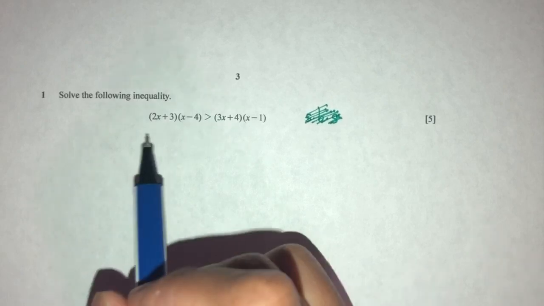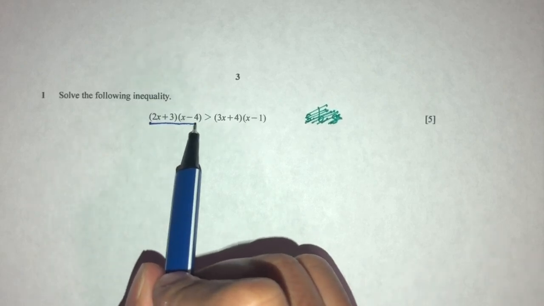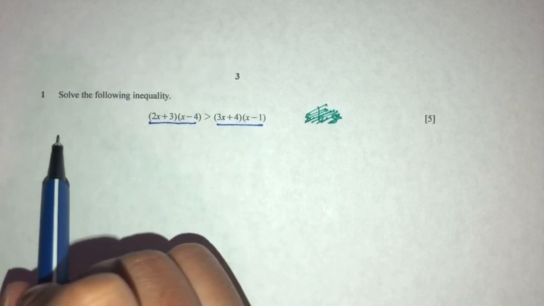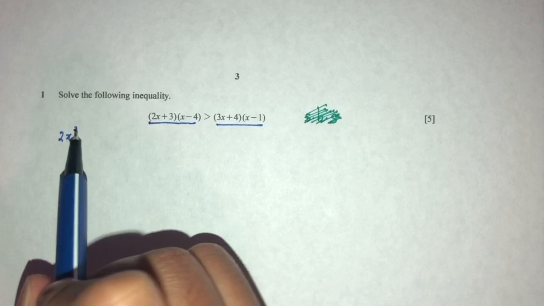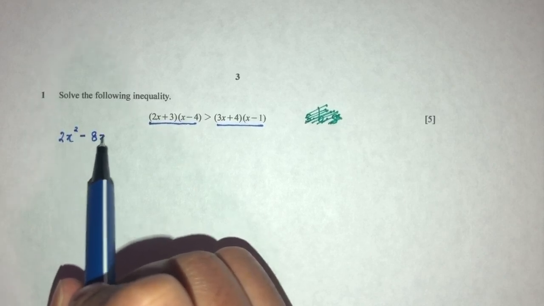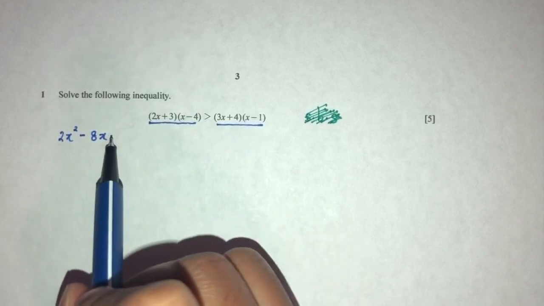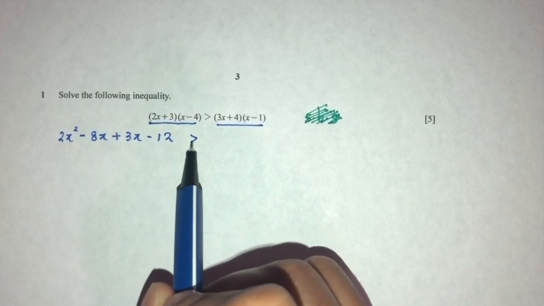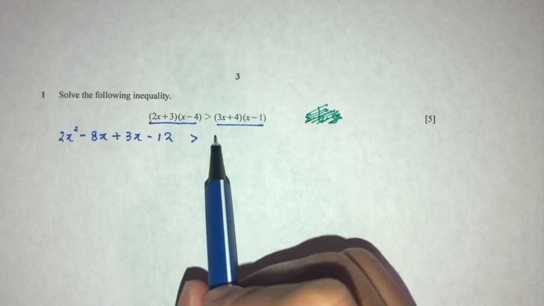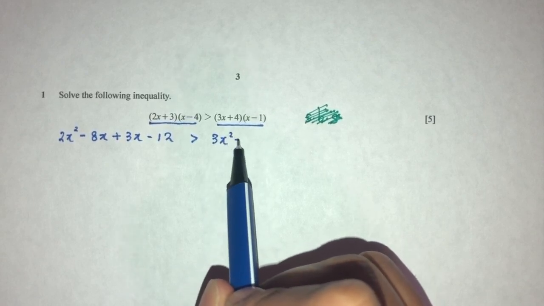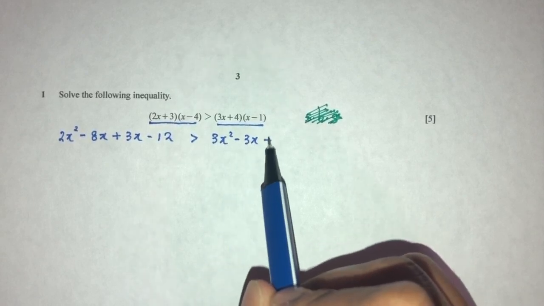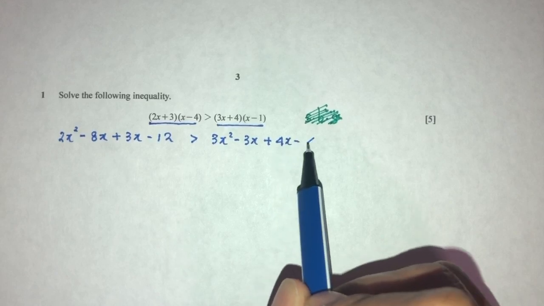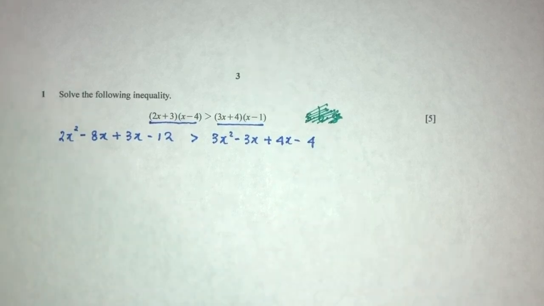So first thing first, let's expand both sides, this one and this one. So this will become 2x times this will become 2x squared minus 8x, right? And then plus 3 times this should become plus 3x minus 12. More than 3x times this, that should become 3x squared minus 3x, then plus 4x minus 4. Simplify. Let's see what happens.